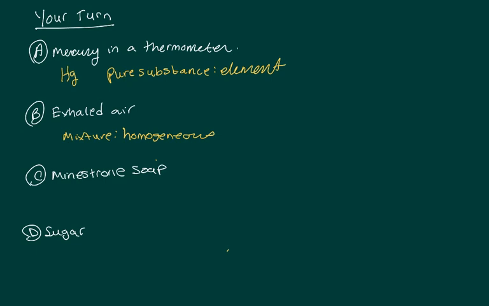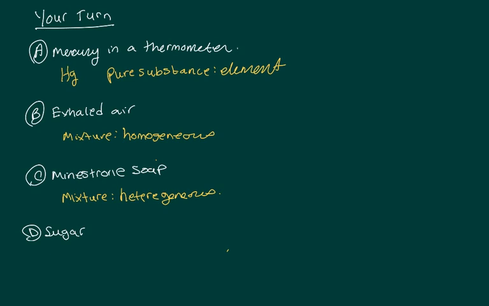For minestrone soup, that should be an easy one. It should be a mixture, because you can definitely see that it has more than one substance in it. So it is heterogeneous though, because it's not consistent throughout. One spoonful of minestrone soup can give you more green beans and red beans. The other one can have green peas and potatoes, for example. So it's not consistent throughout.